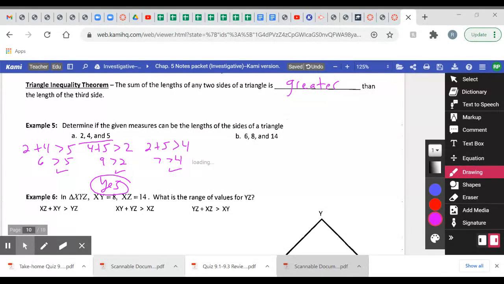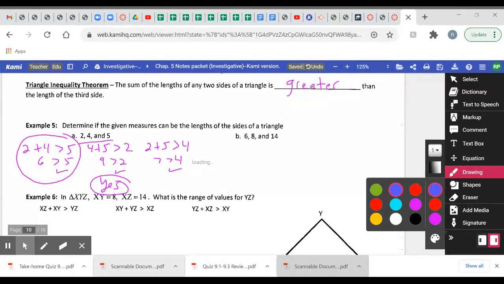There is a shortcut to this problem, and the shortcut is the fact that I don't really need to do all three of these situations to determine a yes. If I just add up the two smaller ones and make sure they are greater than the third side, that's all that I have to do. That's the minimum amount. So if you just want to do that, that is fine. And I'll show you how that works on the next one.